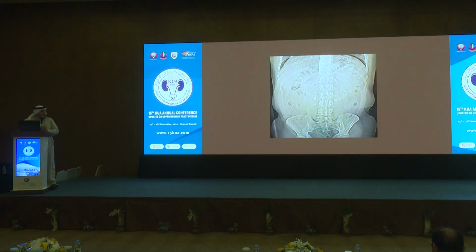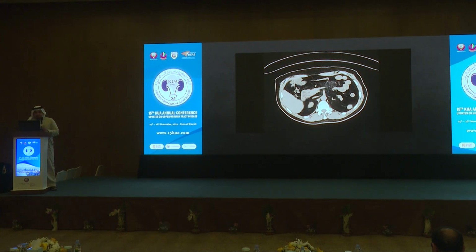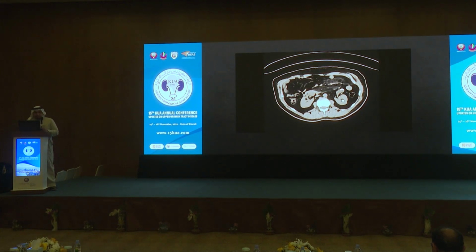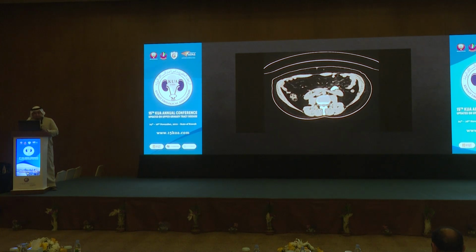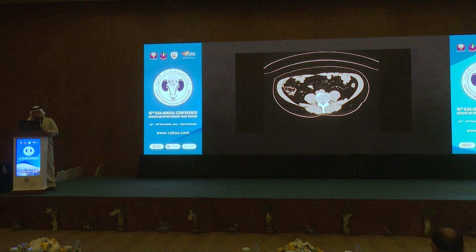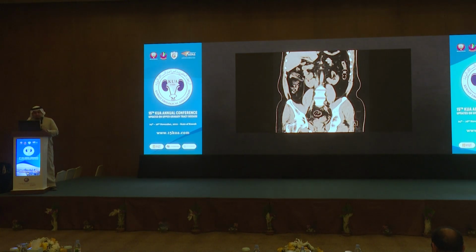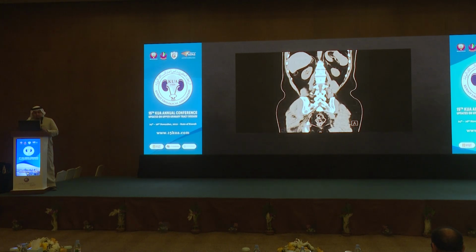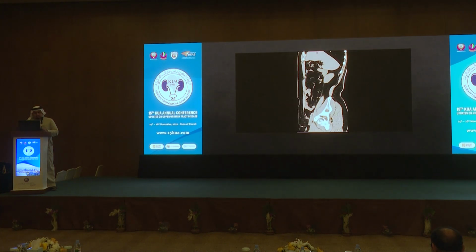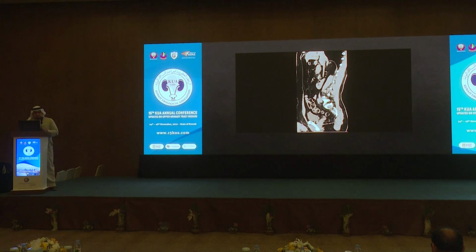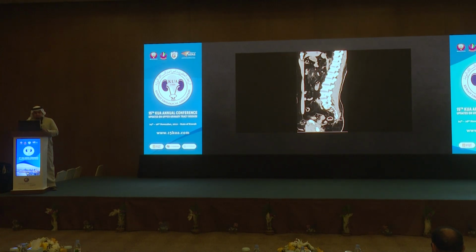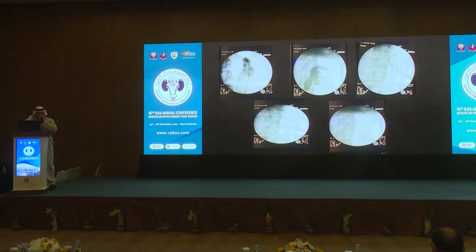This is one case. You can see he has bilateral stones, more on the left side, and he has just tiny fragments which are actually from stages in the horseshoe kidney. And this is the CT of the patient. You can see multiple small stones on the left side. So this is the RGP image.